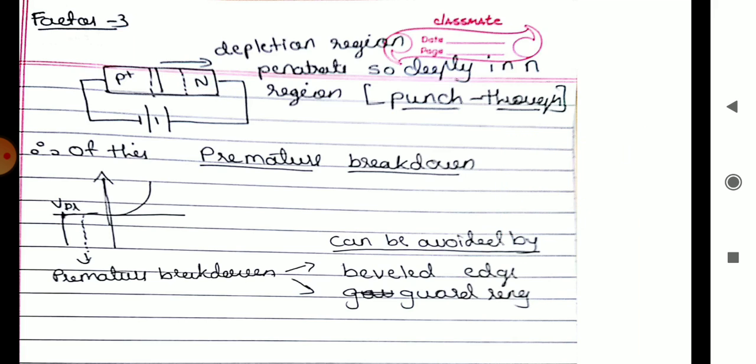So that is nothing but a punch through. The depletion region penetrates so deeply into the N region that we call this process a punch through. So that is the one thing.